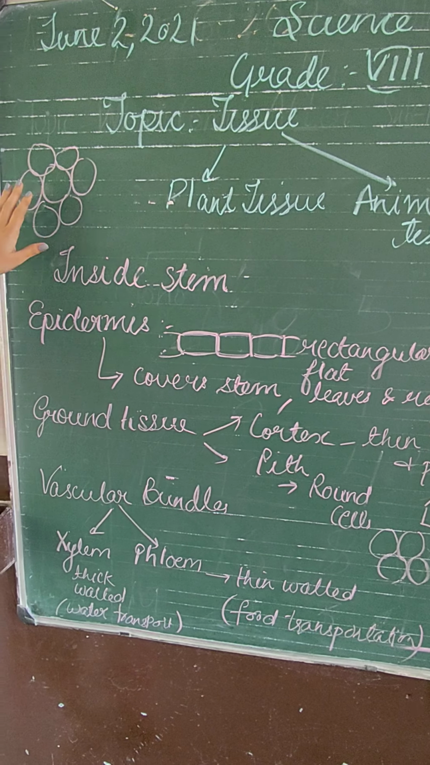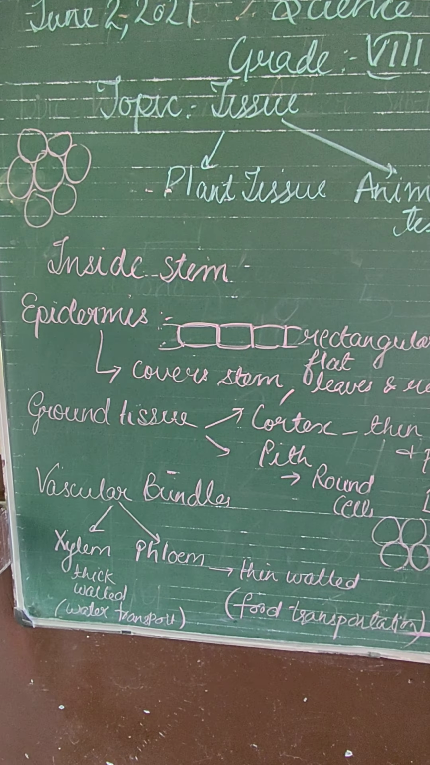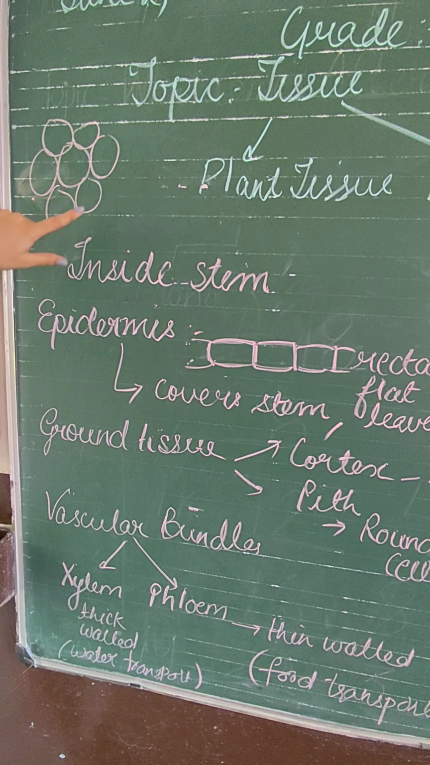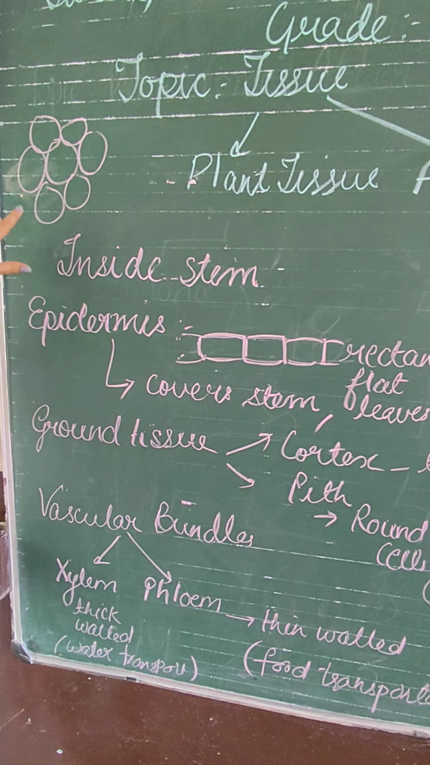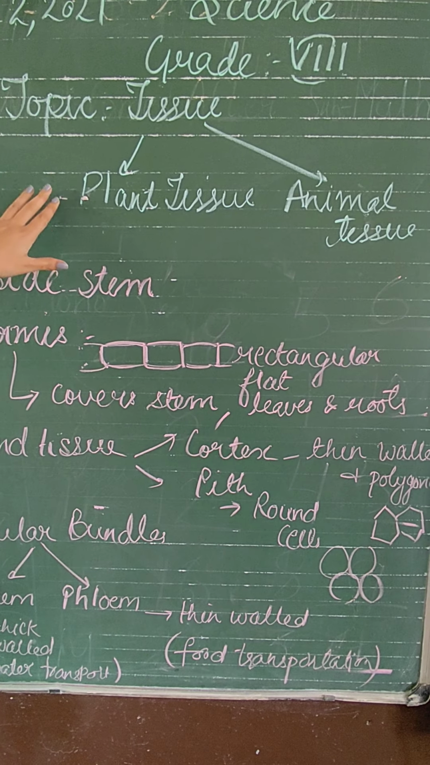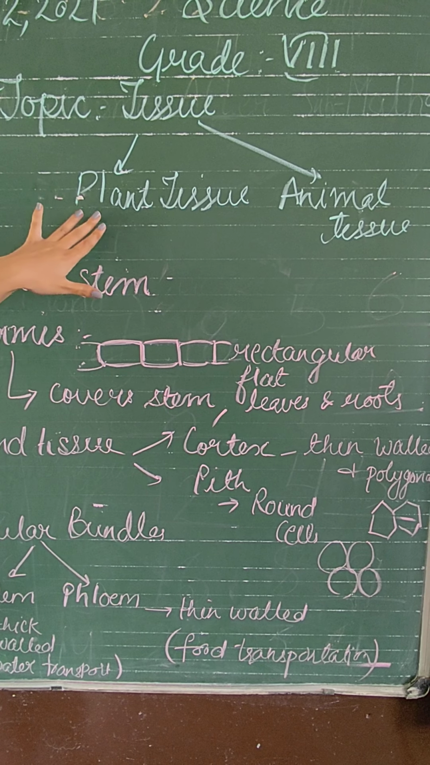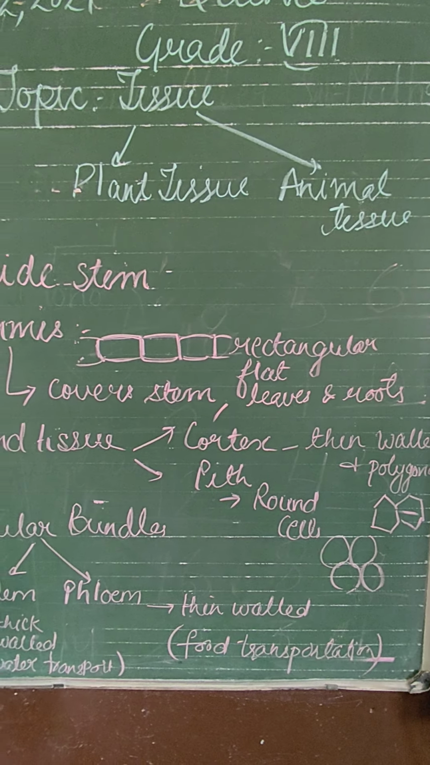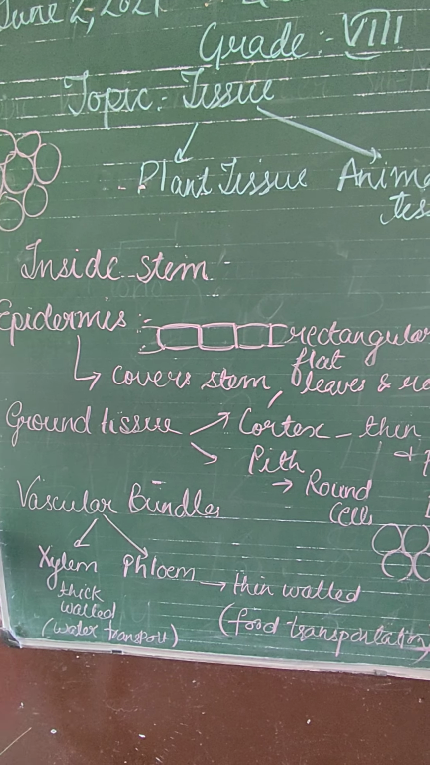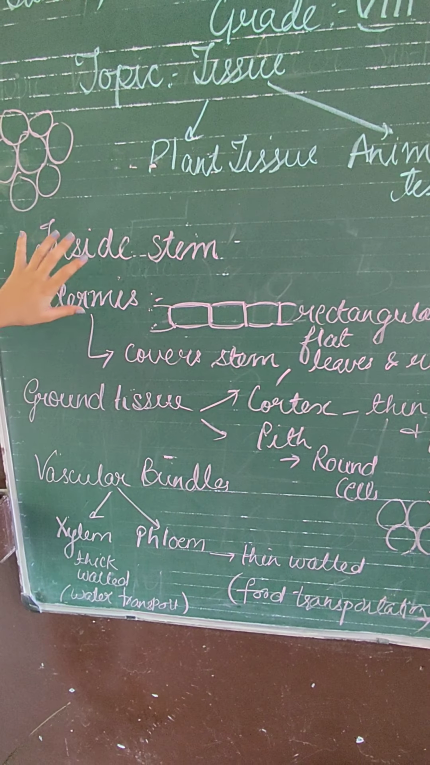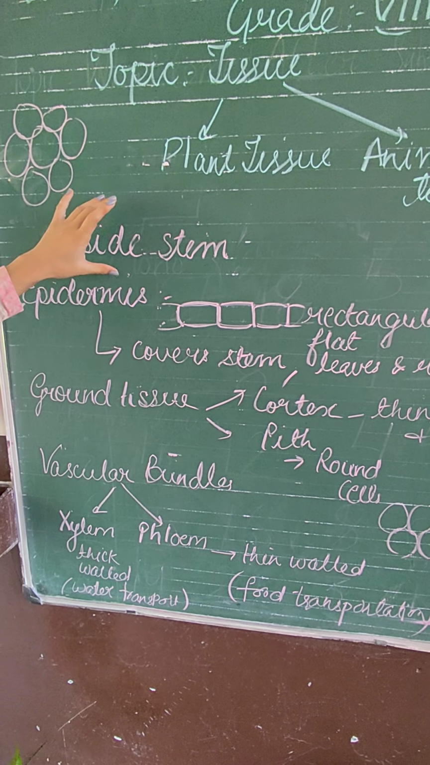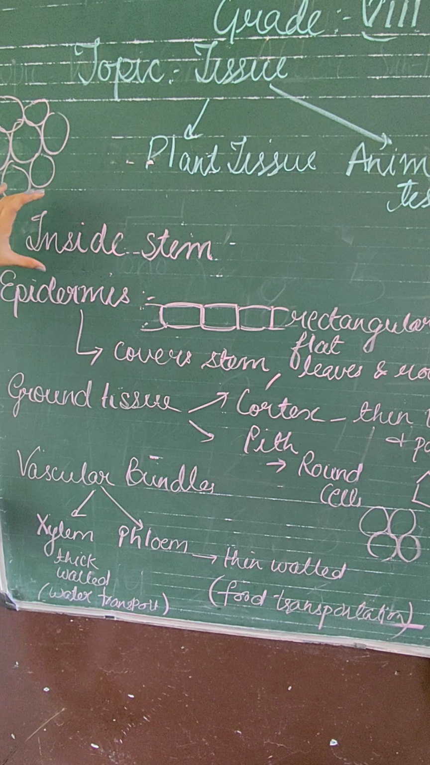So first of all, what is tissue? Tissue is a group of similar cells which together perform a function. Now, as we know, tissue is of two types: plant tissue and animal tissue. So today we will discuss the plant tissue, and we will discuss the stem. That is the stem tissue, or we can say what is inside the stem.